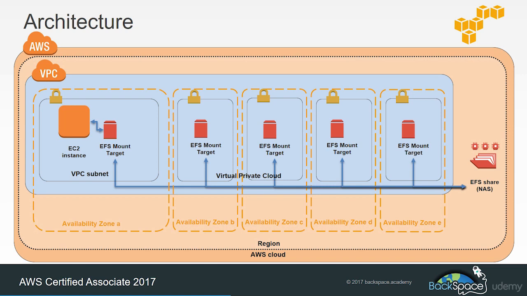And then we're going to use one of those availability zones, one of those subnets within that availability zone, to launch an EC2 instance into, and we're going to connect into that instance and mount that EFS mount target to that EC2 instance using the Linux operating system.